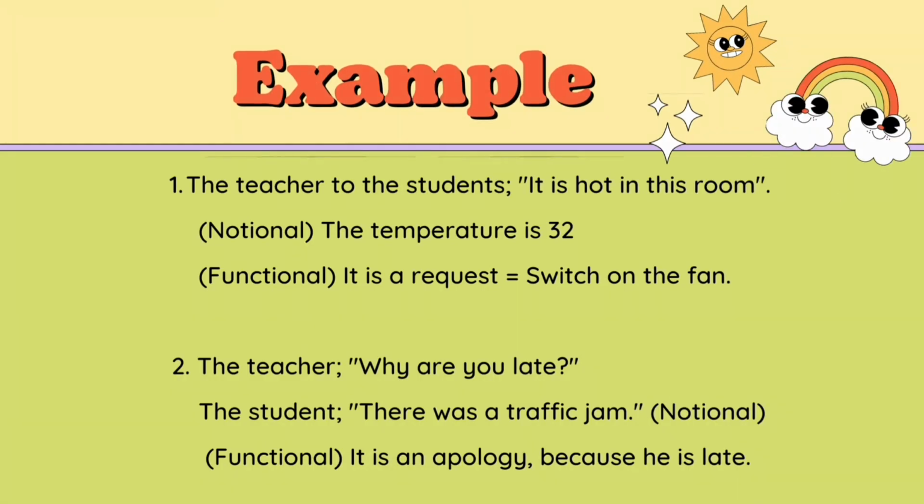Next, examples of notional meaning and functional meaning. For example, number 1, the teacher to the students: It is hot in this room. Notional, the temperature is 32. And functional, it is a request: switch on the fan. And number 2, the teacher: Why are you late? The student: There was a traffic jam. Notional. And functional, it is an apology because he is late.